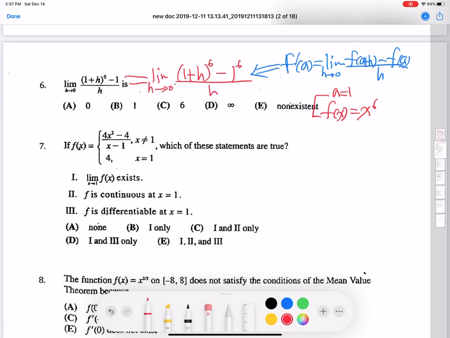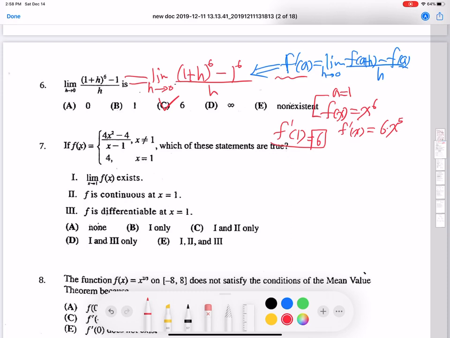Okay? And then they ask you for f prime of 1. Because this is the definition of f prime of a, right? So f prime of x equals what? By the power rule, 6 times x to the 5th. That's why f prime of 1 is 6. So C is the answer.